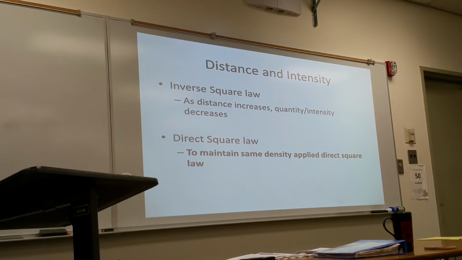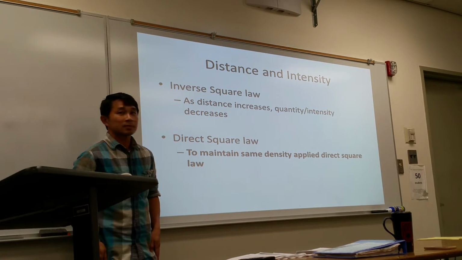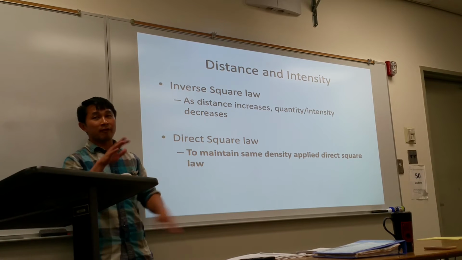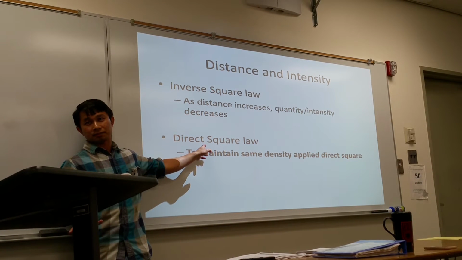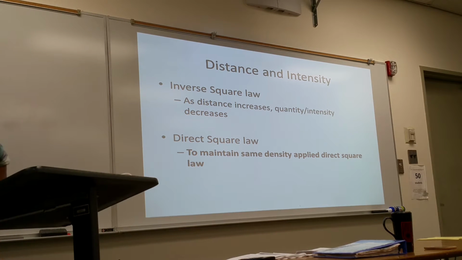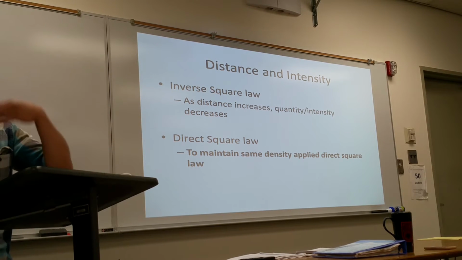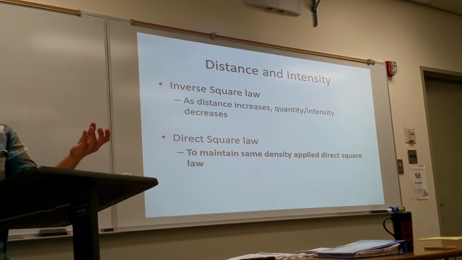So you said density and intensity, are they used inversely then? No, to maintain the same radiographic density, we use the direct square law. Oh, density is referring to the darkness of the film. Okay. Because the further you are, the weaker it gets. So the weaker it gets, it's less dense exposure. So you have to change the mAs to make sure you have the same radiographic density on the radiograph.